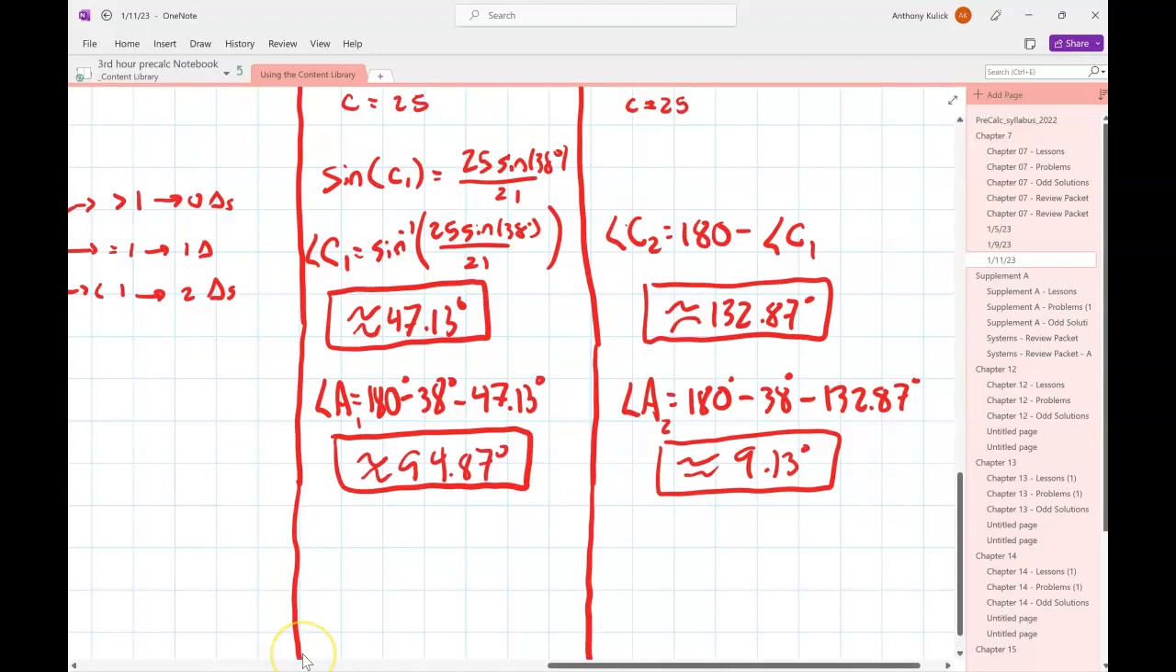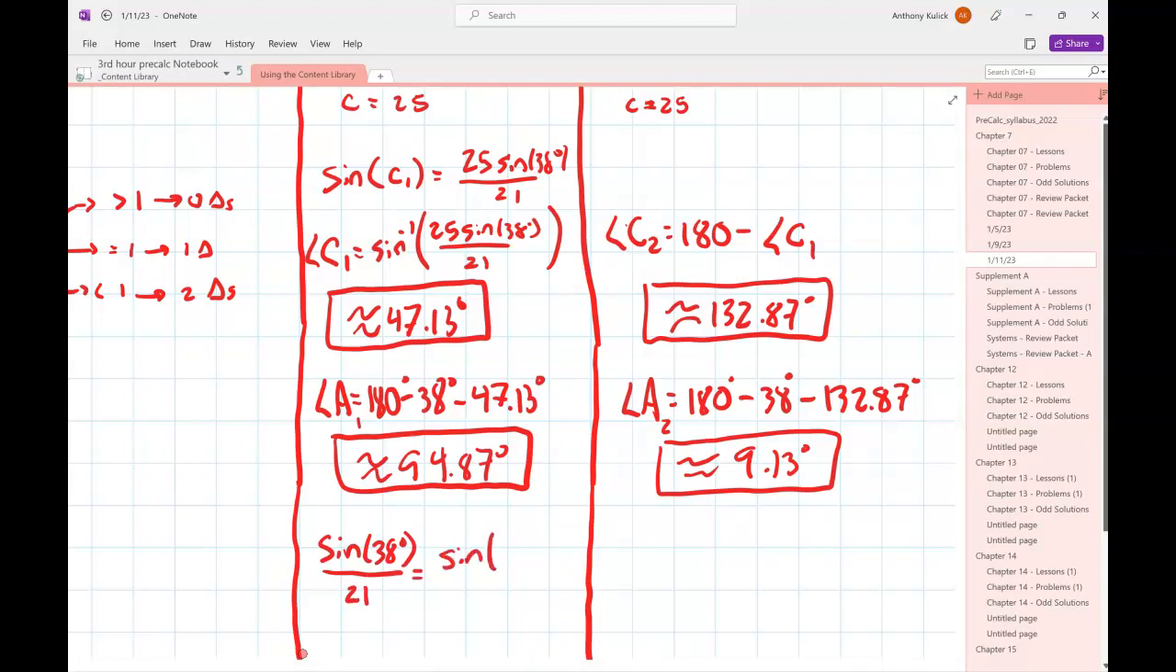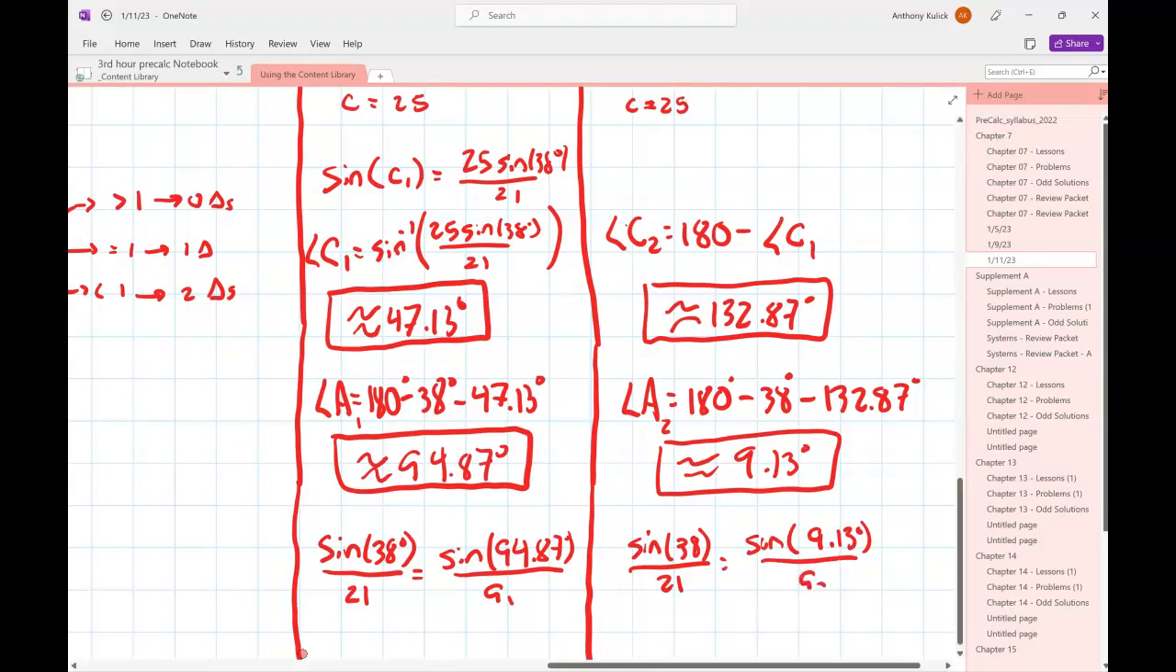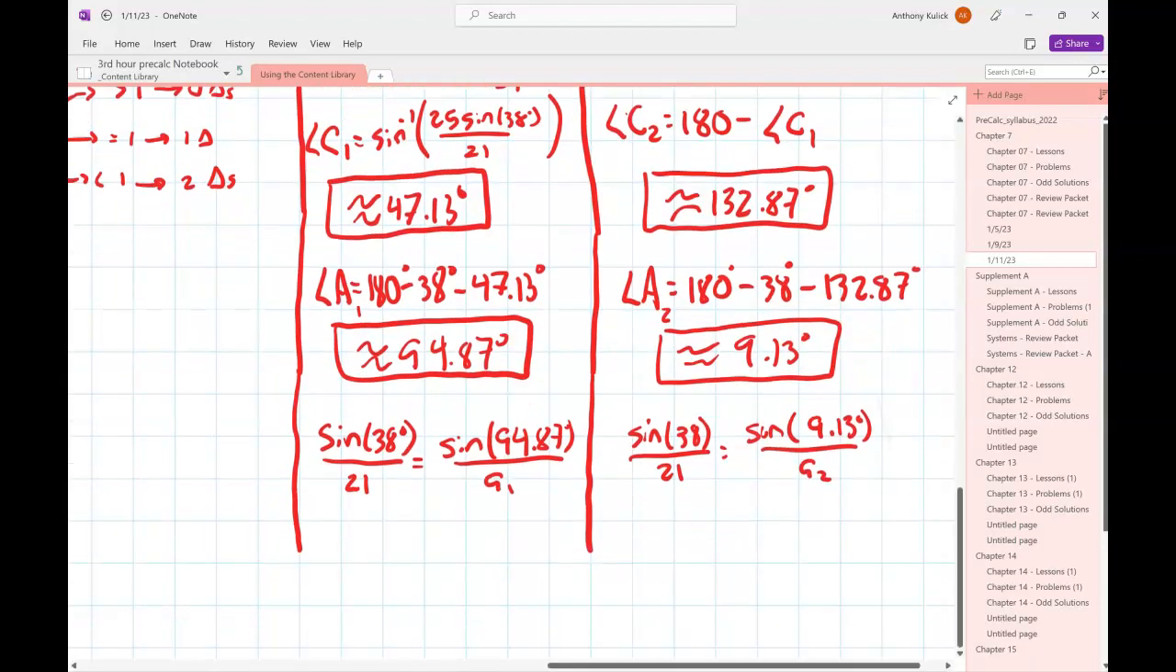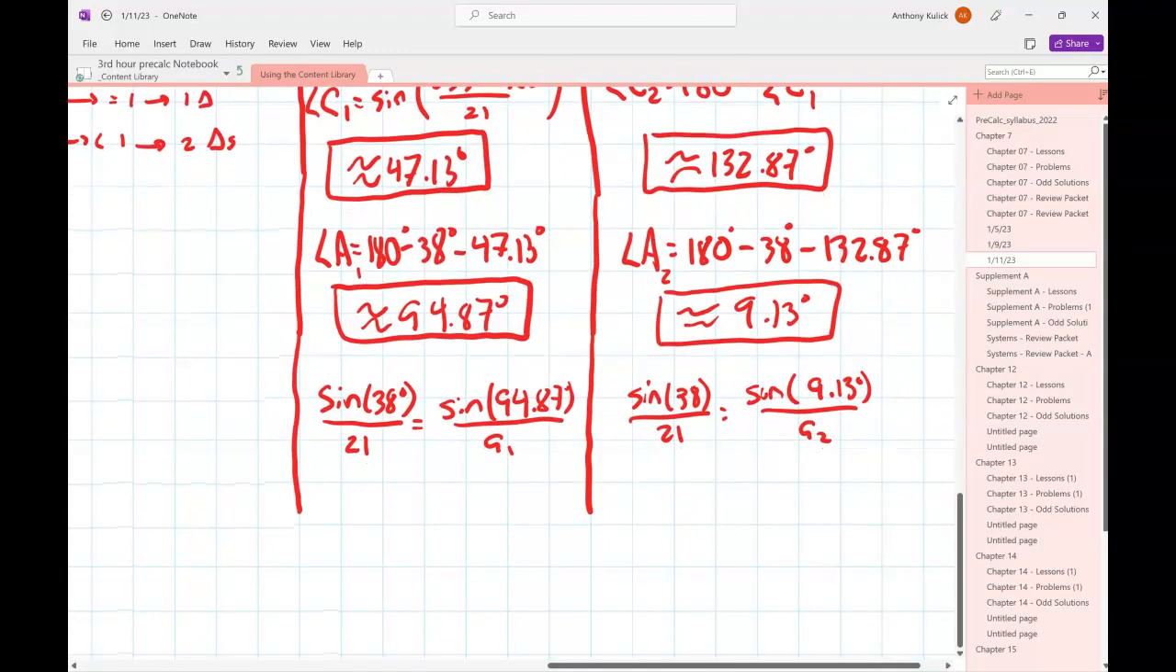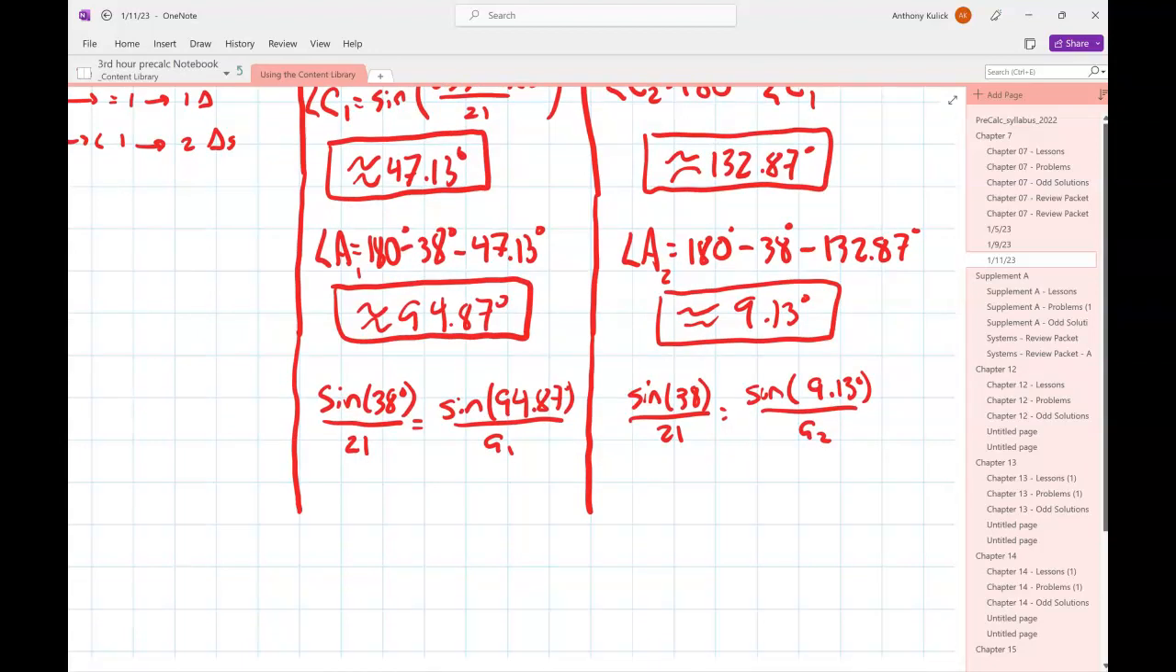And I have one last thing to solve for. I have to solve for side A. In triangle 1, I'm going to just do sine B over B equals sine A over A. That's the missing piece. And in triangle 2, I'm going to set up the same law of sines, but I need to use my value for angle A in triangle 2. And now we just cross multiply and divide to solve these two equations.